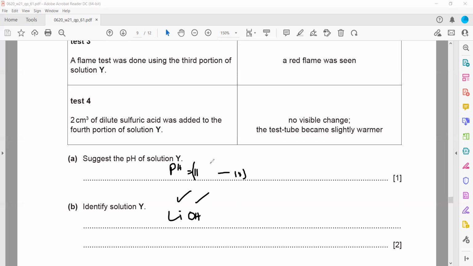But mention any one number, because they're not asking for a range, they're asking to suggest a pH, not a pH range. So in the exam, don't write from 11 to 14, write a specific number. And we say 11 to 14 because the universal indicator turned blue, so it means that the solution is alkaline.